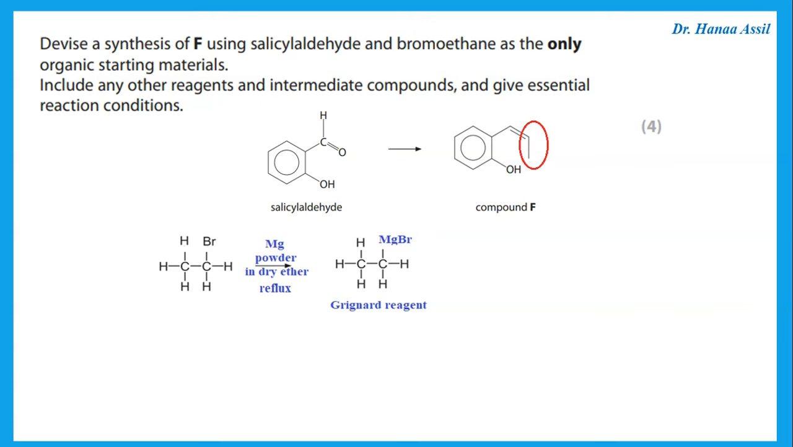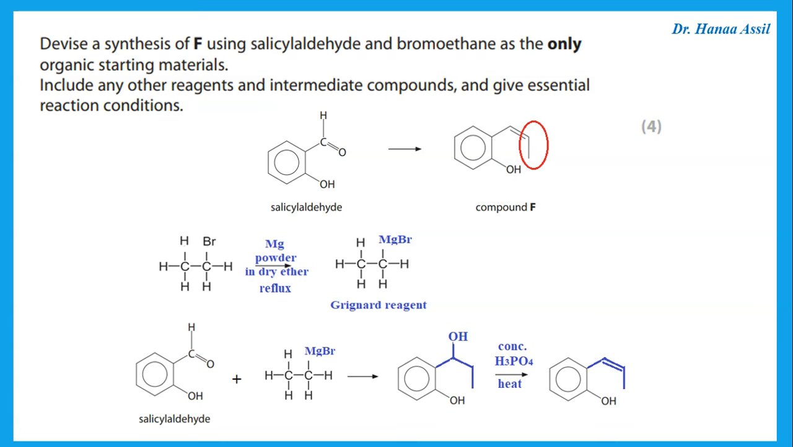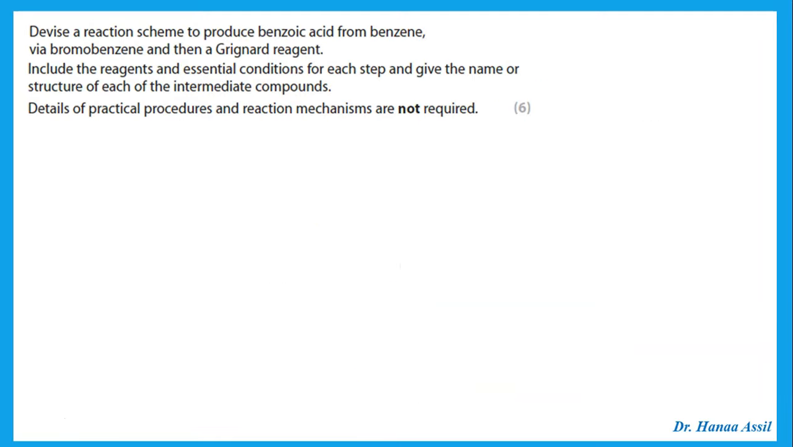So basically, we're starting with bromoethane. The question says we have bromoethane, so I can use that to make the Grignard reagent. Magnesium powder in dry ether, reflux, that gives me the Grignard reagent. I can then react this Grignard reagent with the salicylaldehyde that I have. This would give the alcohol. But then I want the alkene, so I can heat this with concentrated phosphoric acid. That gives me the required product.